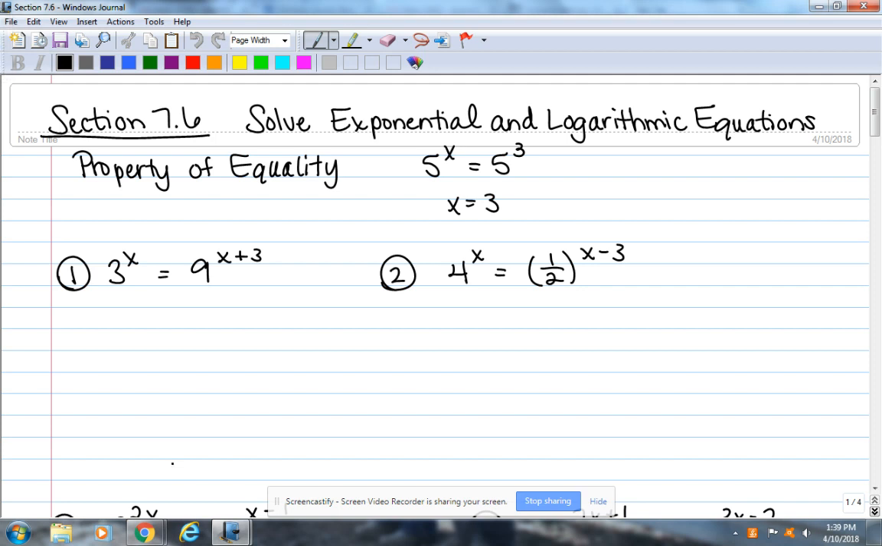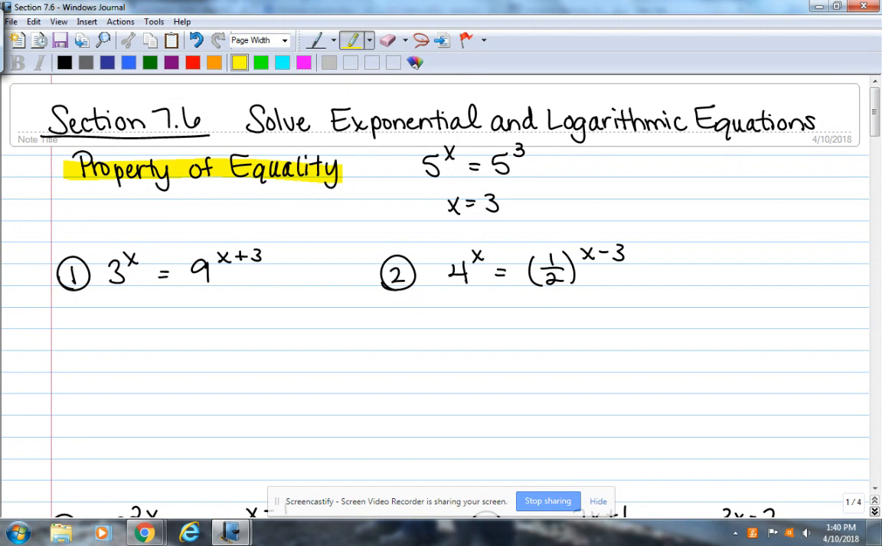So the last few days we've been talking about logarithms and exponential functions, and today we're actually going to solve equations using logarithms and exponential functions. So we're actually going to use it to solve equations. The first thing I want to talk to you about for section 7.6 is something called the property of equality.